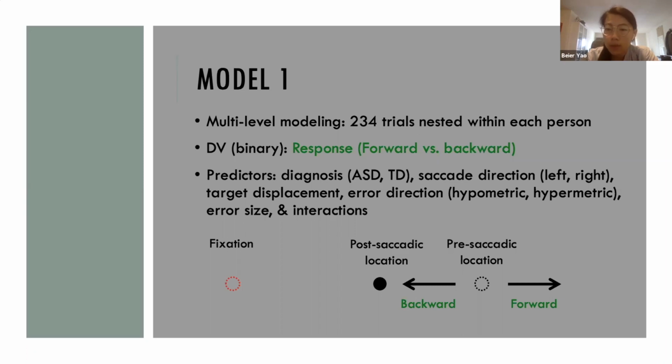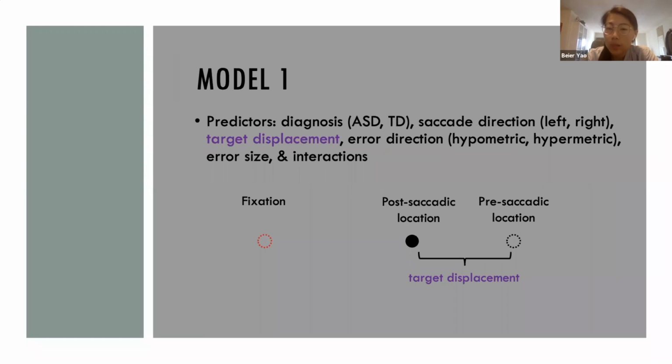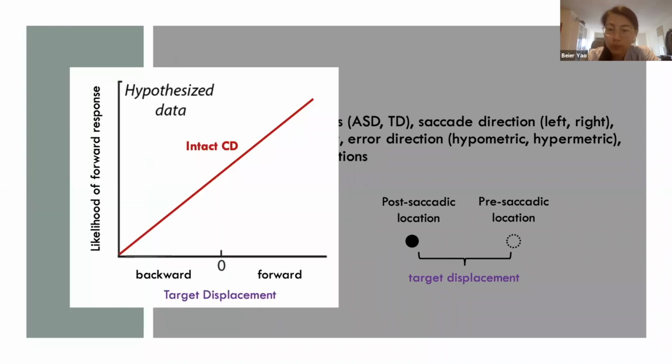Here, forward means the target jumped further away from the fixation point, and backward means jumping towards the fixation. I will now go through the predictors one by one. Target displacement means how much the target jumps forward or backward. It may be an obvious jump, or it may not move at all. In theory, target displacement should be the strongest and only predictor of participants' response if they have intact CD, regardless of errors in saccade landing site. The bigger the forward jump, the more likely they will answer forward.